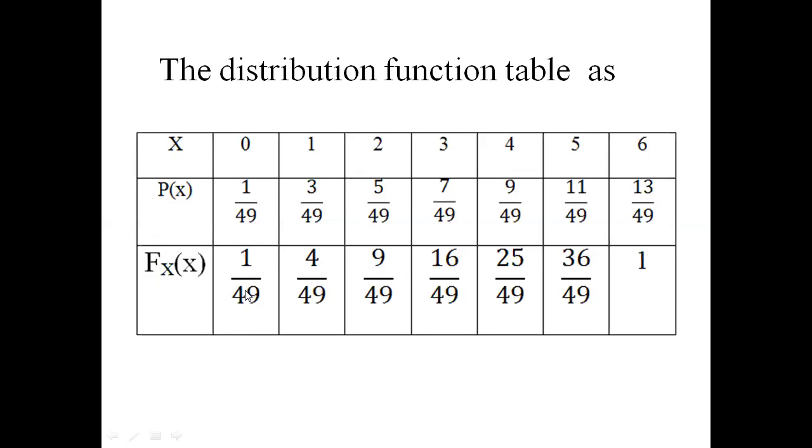Here 1 by 49. How to get 4 by 49? 1 by 49 plus 3 by 49. How to get this 9 by 49? 1 by 49 plus 3 by 49 plus 5 by 49. And so on. Finally, we are getting 1. Now, from this table, we draw the plot between x and capital F x of x.